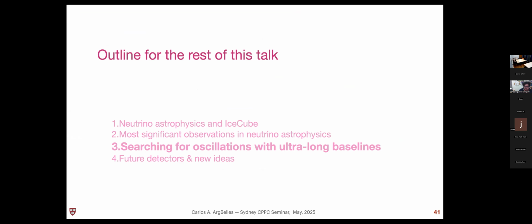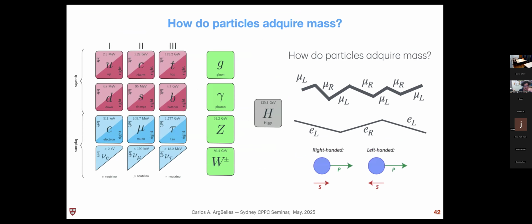Okay, so now I'm going to go to the core of what I want to talk about here. So of course, the question is, how do particles acquire their mass? Like in the Standard Model, the fermions acquire their mass by interacting with the Higgs. We do not know if that's the case for the neutrino.